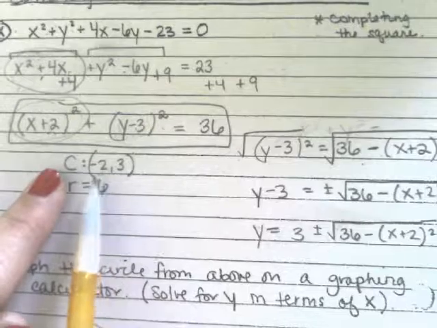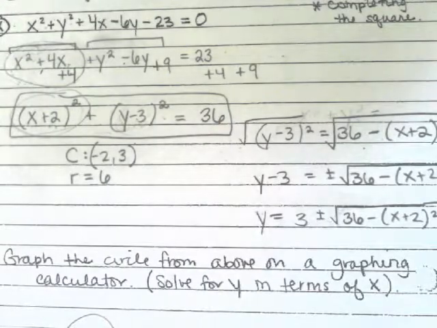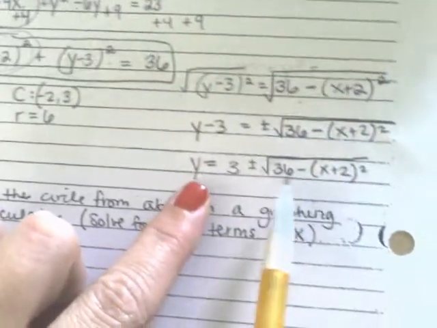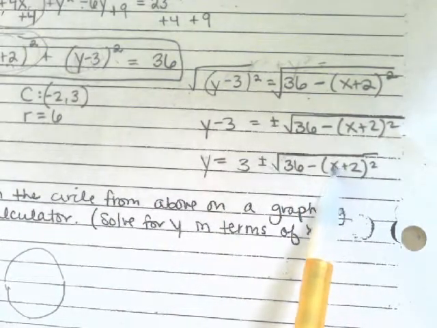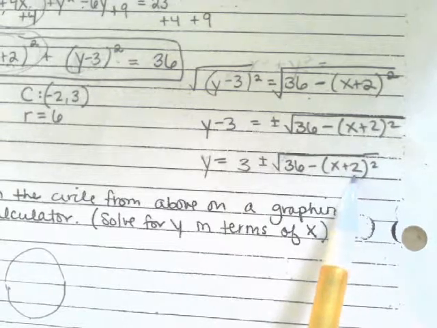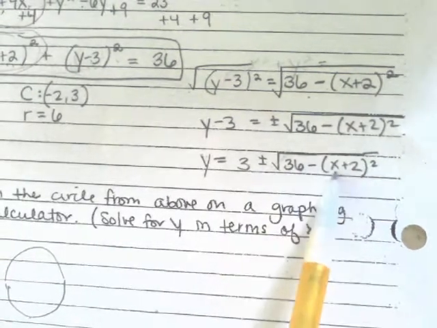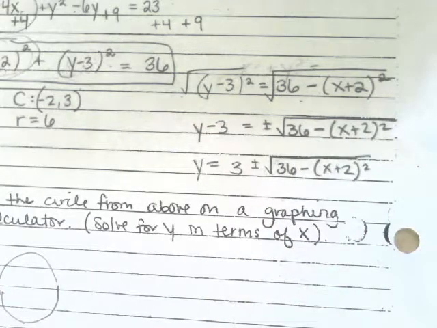If the center is at negative 2, 3, and the radius is 6, where should that point be? Negative 8, 3, very good. And you can just confirm from your graph that if you plug in negative 8, you're going to get negative 8 plus 2, which is negative 6, squared is 36, minus 36, square root of 0, 3 plus 0. Okay, so if you plug in negative 8, you should get the point 3.